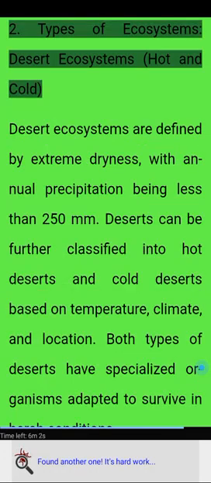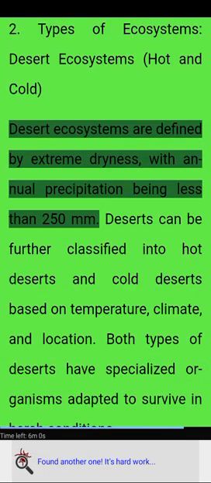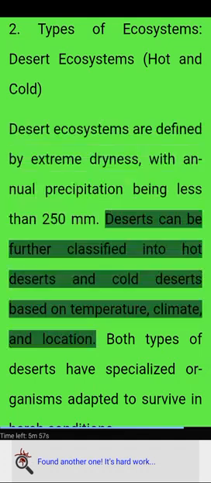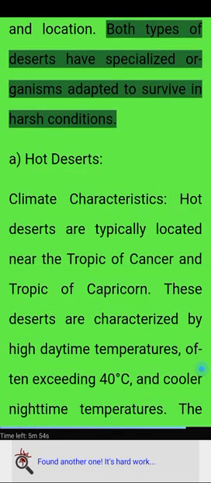2. Types of ecosystems. Desert ecosystems, hot and cold. Desert ecosystems are defined by extreme dryness, with annual precipitation being less than 250 mm. Deserts can be further classified into hot deserts and cold deserts based on temperature, climate, and location. Both types of deserts have specialized organisms adapted to survive in harsh conditions.